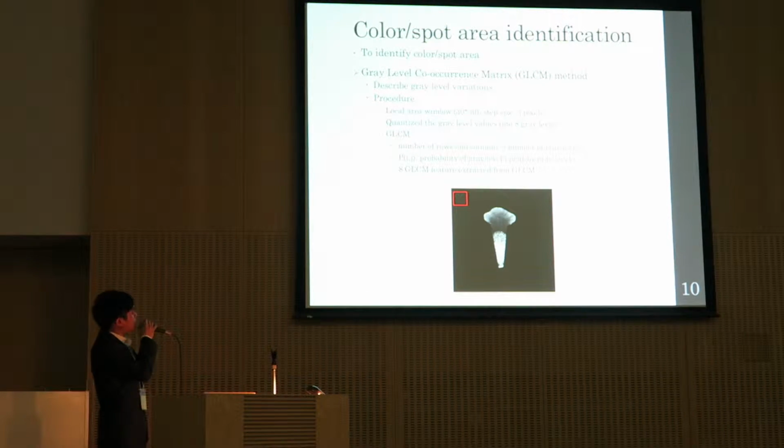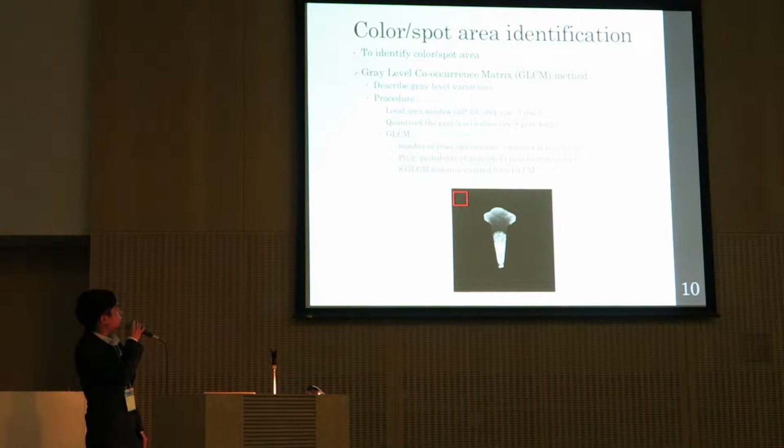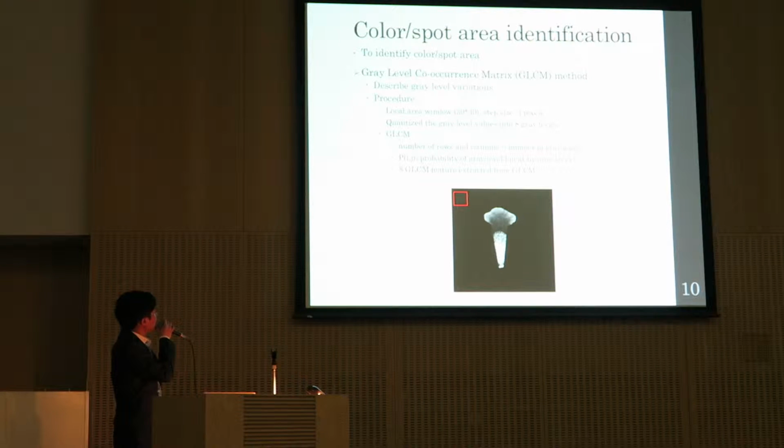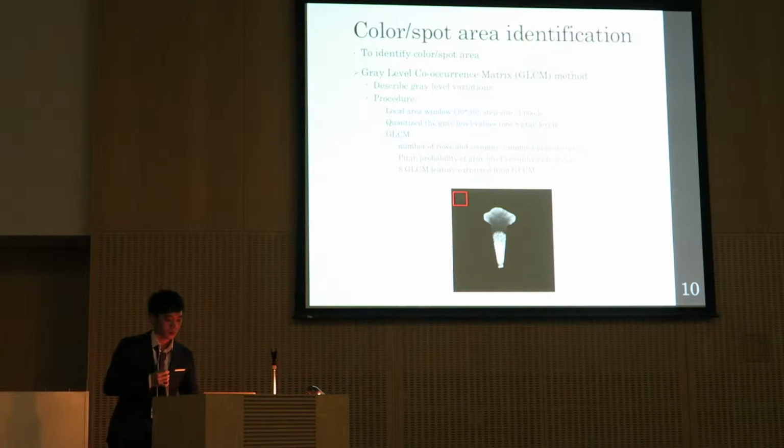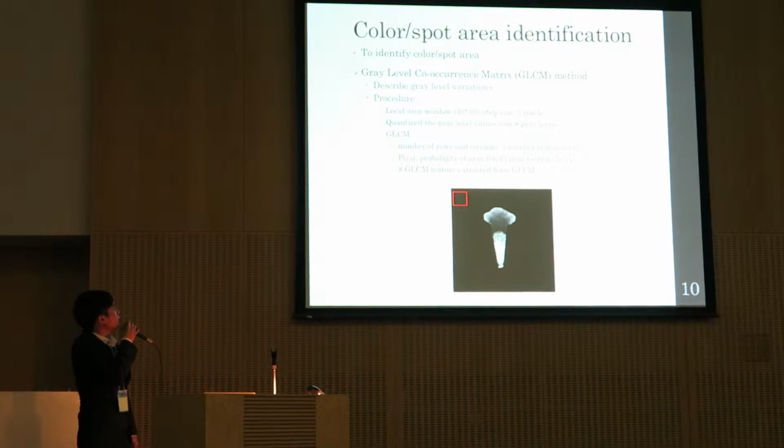And to identify color and spot area, we use the GLCM method in this study. GLCM means gray level co-occurrence matrix method, and it can describe gray level variations. It's a way to extract second-order statistical image textural features. So let's talk about the procedure of the GLCM method.